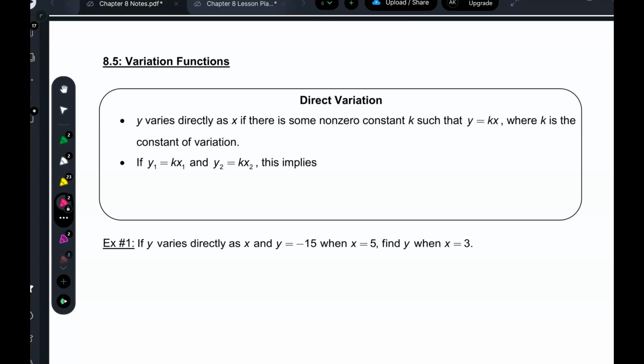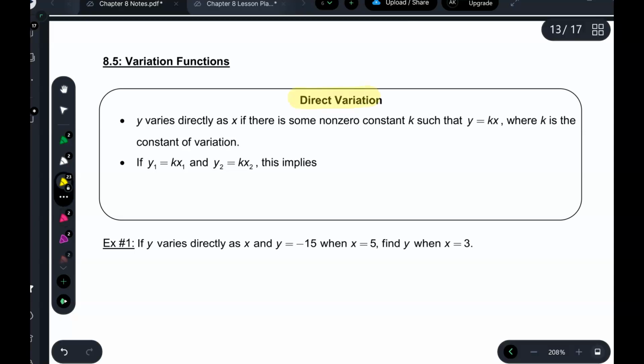Direct variation is when we have a function that looks like this, y equals k times x. It's kind of like the equation of a line, y equals mx plus b, but k is the slope in this case, and there is no b. All right, so that's why we say it's directly proportional.